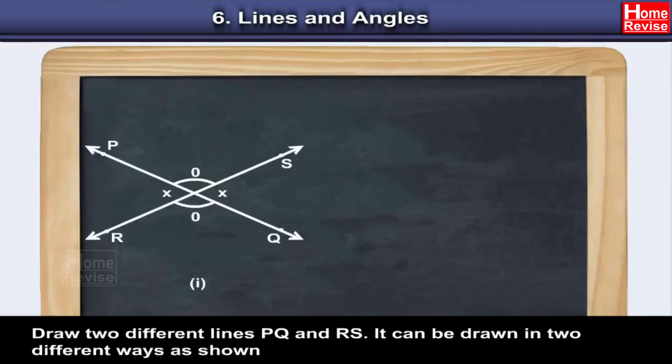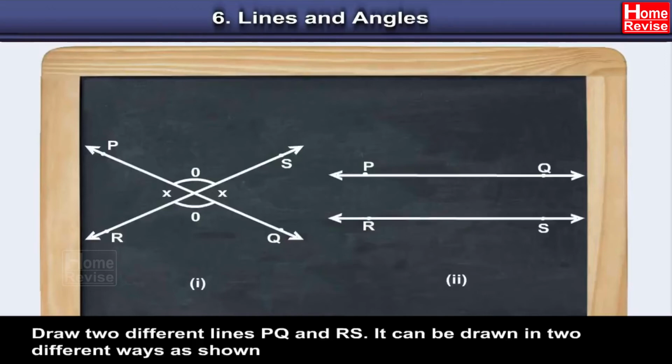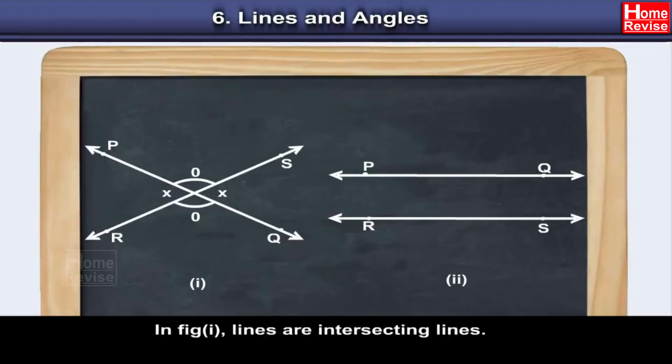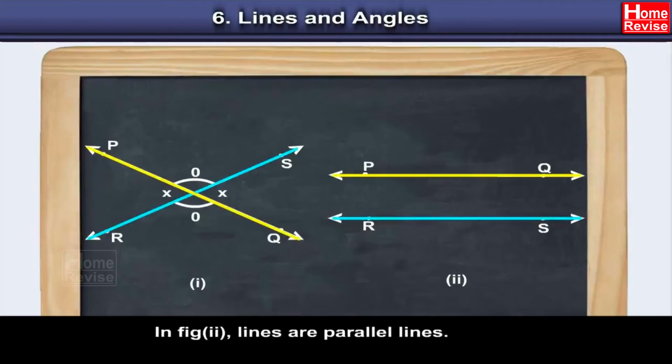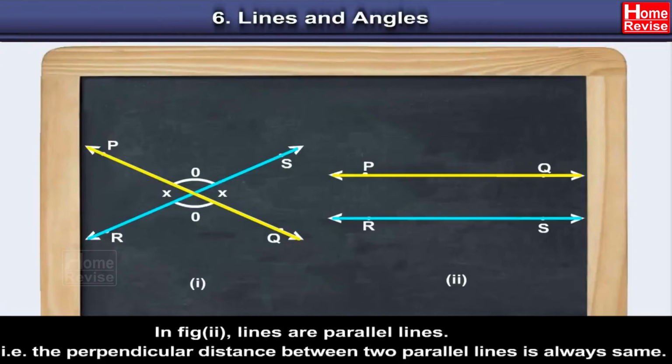Draw two different lines PQ and RS. It can be drawn in two different ways as shown. In figure 1, the lines are intersecting lines. And in figure 2, the lines are parallel lines. That is, the perpendicular distance between the two parallel lines is always the same.